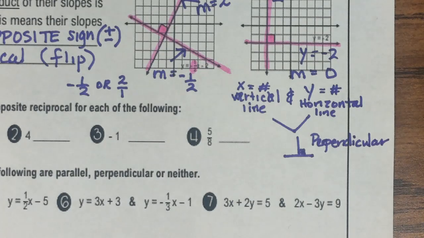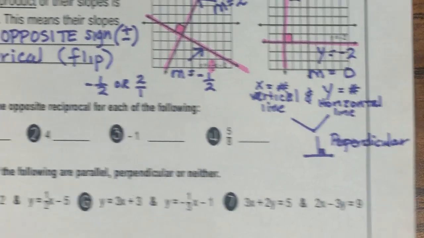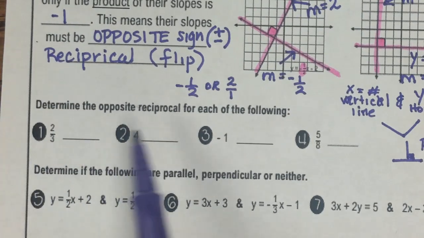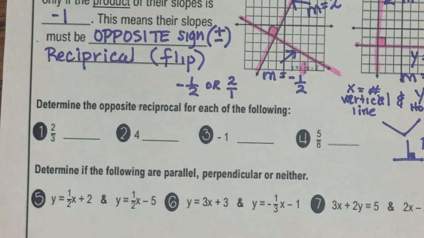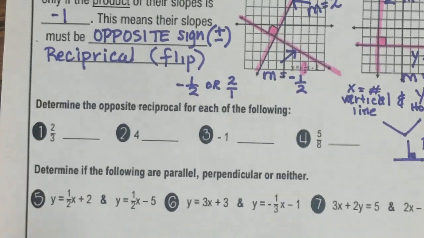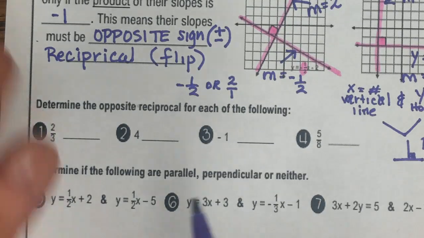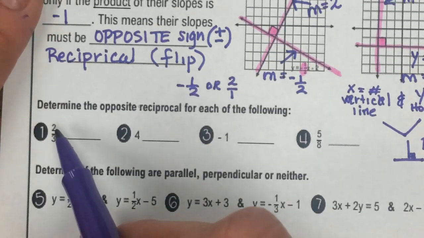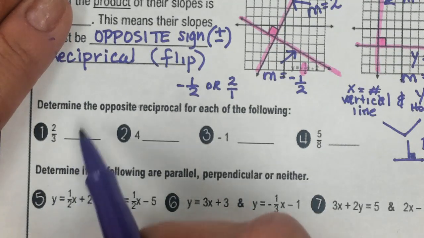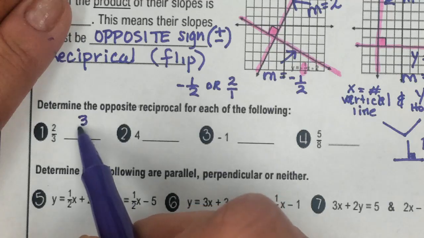All right. So ready? We're going to go ahead and start first identifying opposite reciprocals. We're going to practice what that looks like. So we're going to do 1, 2, 3, 4. I'm going to do 2 of them, and then I need you guys to try. Maybe I'll do 3 of them. All right, here we go. So what is a reciprocal to 2/3? Reciprocal means I'm going to flip it. So the flip would be 3/2.